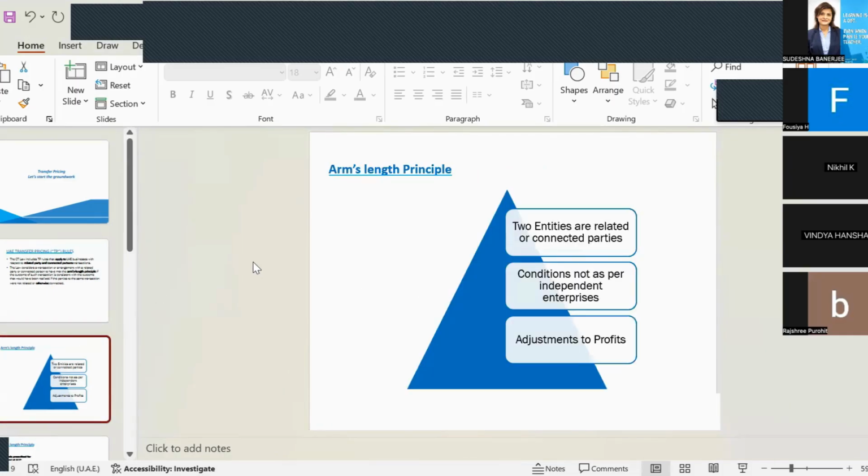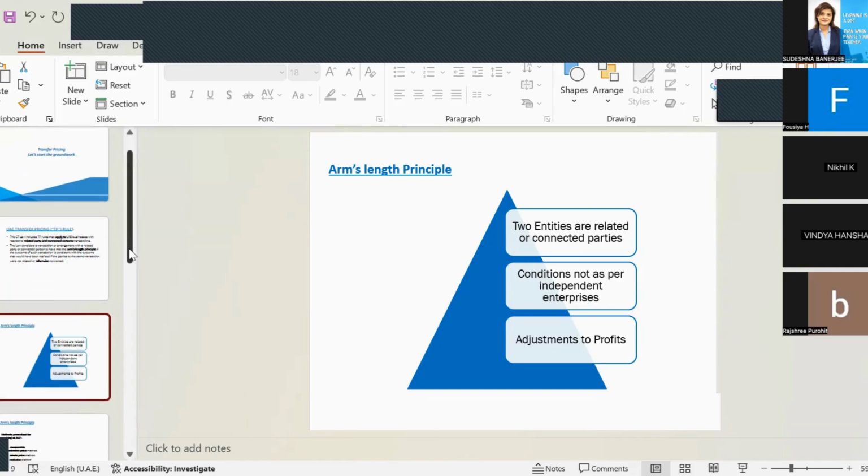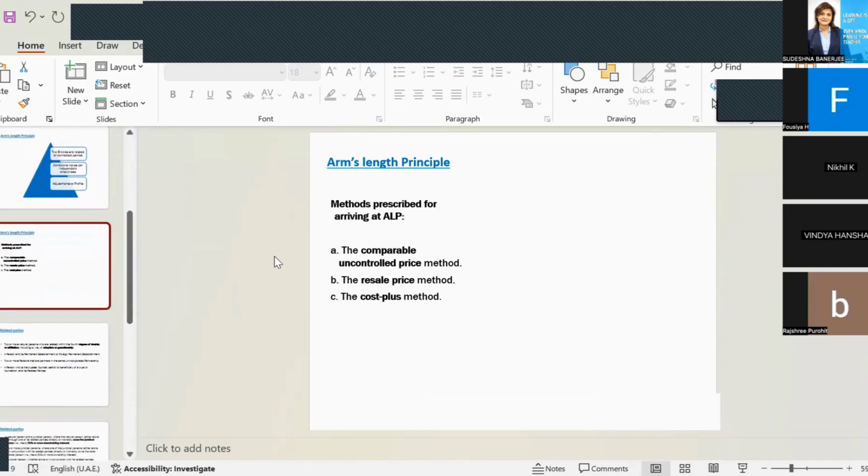So the basic principle is that there is a transaction happening between two parties, connected or related parties, that are not independent enterprises, and there is an adjustment made to profit. There are methods used to calculate the arm's length price. First is the comparable controlled price method, then the resale price method and the cost plus method. These are the most common methods used to identify the arm's length price.